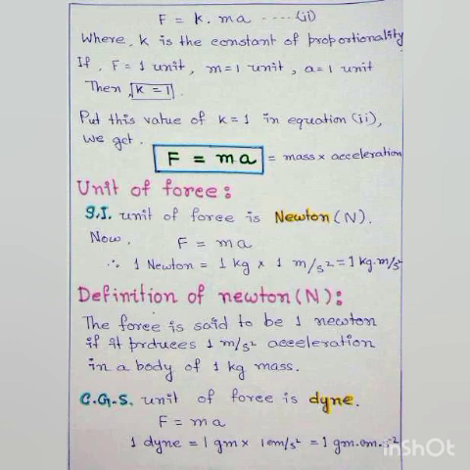Now see, if we consider the amount of force F equals 1 unit, the mass of the object m is also 1 unit, and the acceleration of the object is also 1 unit. So you just substitute F equals 1, m equals 1, a equals 1. What will you get? Then K will also be equal to 1. So if we consider like this, we can take K equals 1. Just put this value of K equals 1 in equation 2. What we will get? F equals m into a.